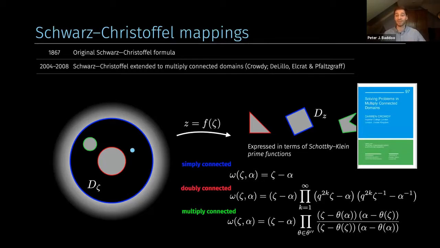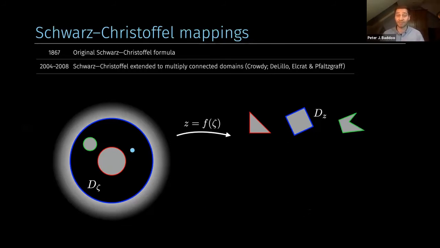And Darren actually published a book recently. I keep my copy close at hand, and that really goes into a lot of the details of the prime function and also lots of applications. But nevertheless, this is still not appropriate for my problem because this is just for finitely many boundaries. I want an infinite and periodic array of boundaries.